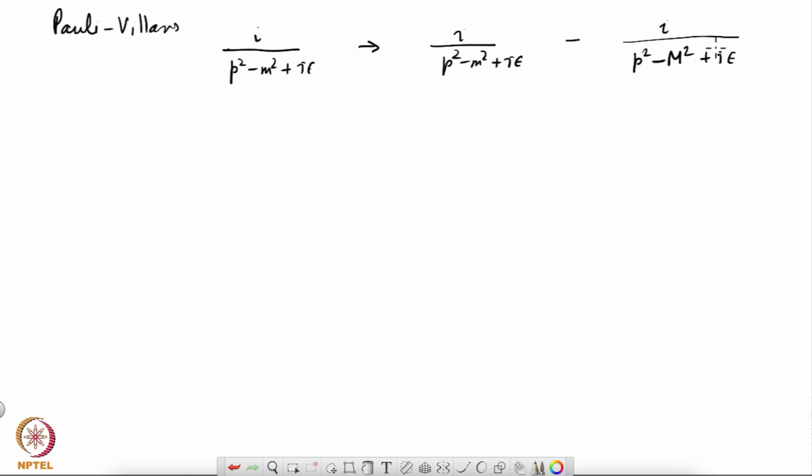So these are some regulators that you can use, but the best one to use is dimensional regularization. And that is what I'm going to talk about now.